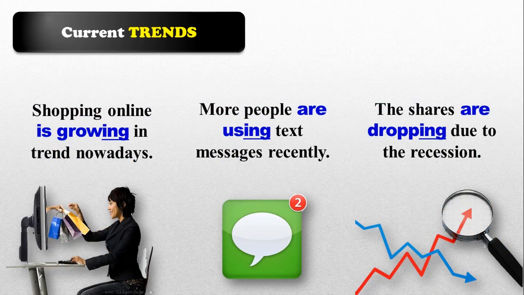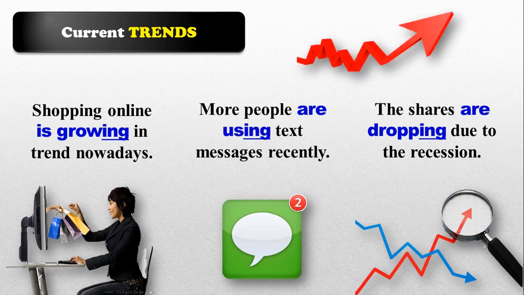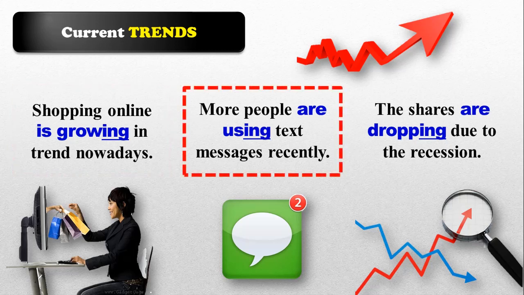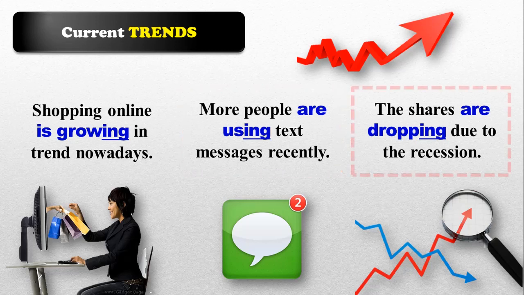Present continuous tense can be used to speak about trends, whether it is up or down. Here are some of the examples. Shopping online is growing in trend nowadays. More people are using text messages recently. The shares are dropping due to the recession.